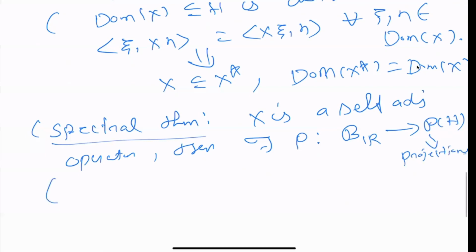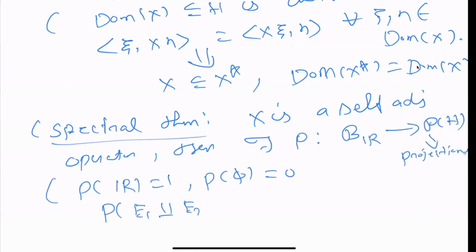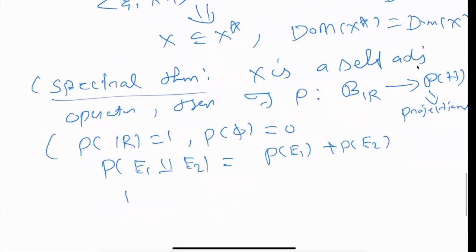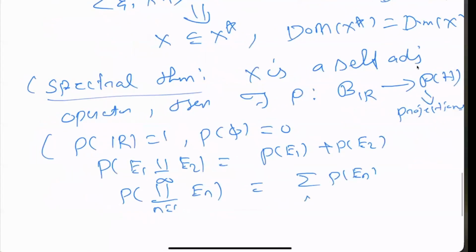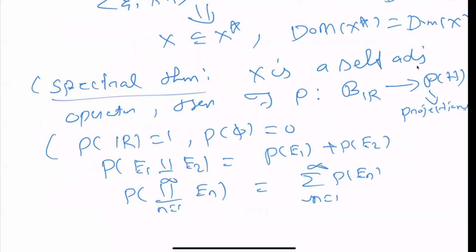Let me recall what it is. P of the whole of R should be equal to 1, the identity operator, and P of the empty set should be 0. P of E1 disjoint union E2, this is my notation for disjoint union, should be equal to P of E1 plus P of E2. And P of a countable union of En, n equal to 1 to infinity, should be equal to the summation of P of En, n equal to 1 to infinity. This is an infinite sum, so you have to specify the topology in which it converges. This is what is called the strong topology.